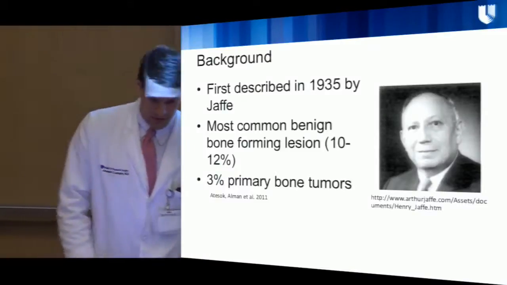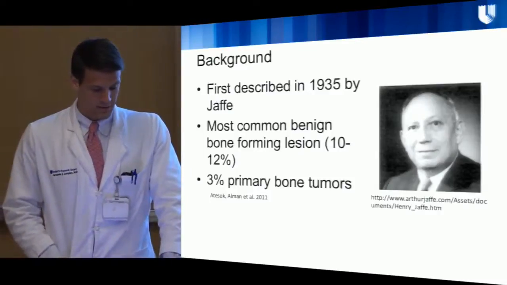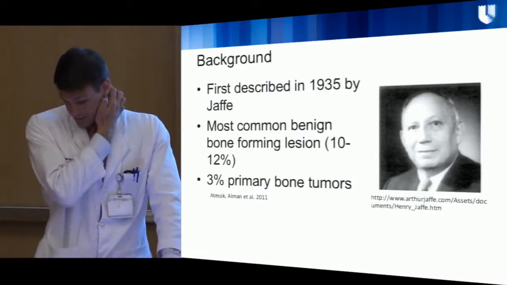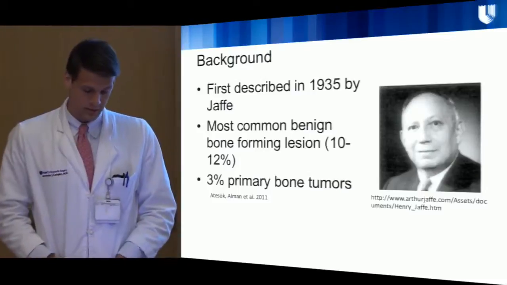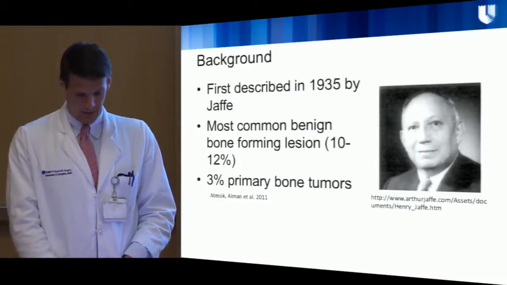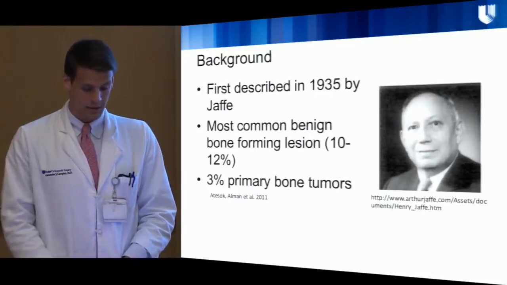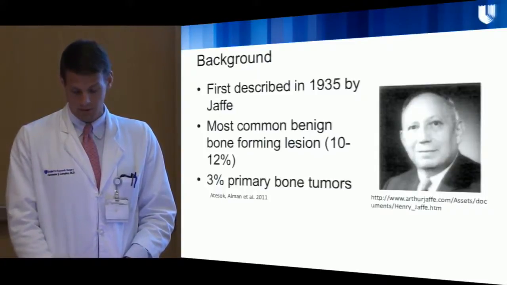This was first described in the 1930s by Dr. Henry Jaffe. He was a prominent pathologist and described many other bone diseases such as osteoblastoma, giant cell tumor, and eosinophilic granuloma, just to name a few. Osteoid osteoma is the most common benign bone-forming lesion. It accounts for 10 to 12% of all benign bone-forming lesions, and 3% of all primary bone tumors.